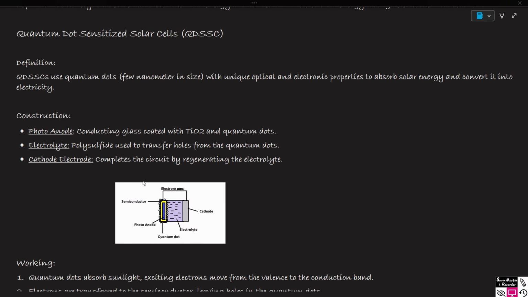Electrolyte: polysulfide is used to transfer holes from the quantum dot. Here we are using polysulfide to transfer holes from the electrodes. The holes are positively charged, and to transfer them we are using polysulfide, which is given by the electrolyte. Cathode electrode: this completes the circuit by regenerating the electrolyte. As the holes get transferred, the cathode regenerates the electrolyte.